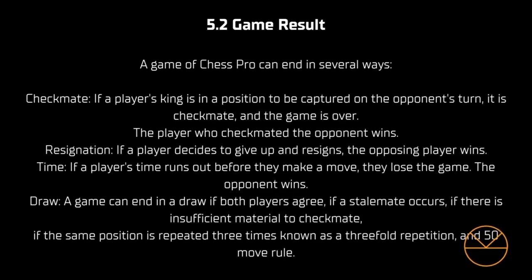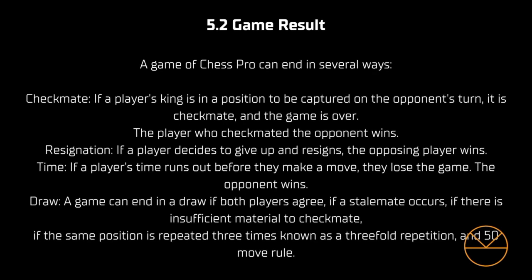5.2 Game result. A game of Chess Pro can end in several ways. Checkmate. If a player's king is in a position to be captured on the opponent's turn, it is checkmate, and the game is over. The player who checkmated the opponent wins. Resignation. If a player decides to give up and resigns, the opposing player wins. Time. If a player's time runs out before they make a move, they lose the game.